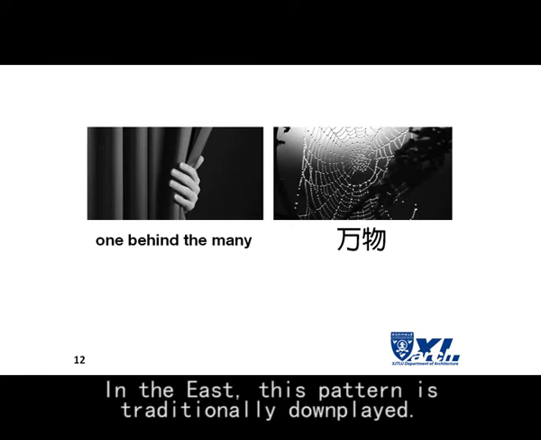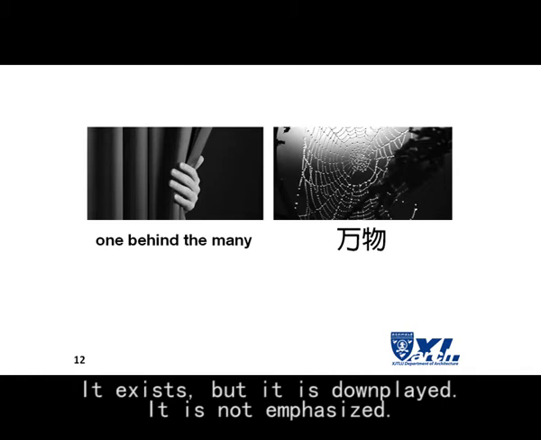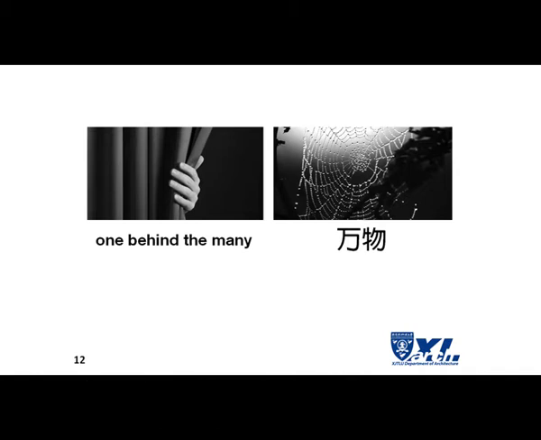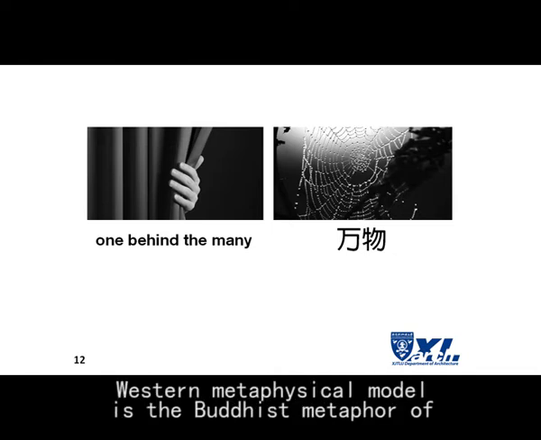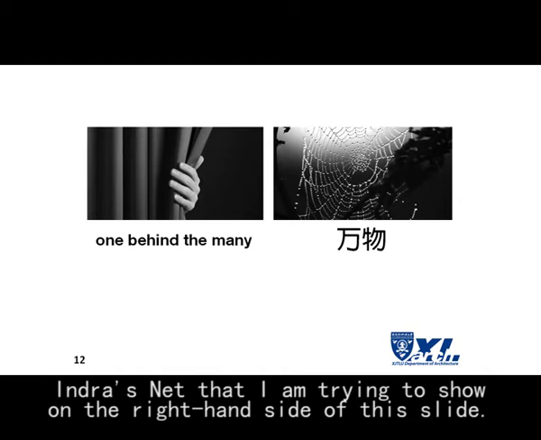So in the East, this pattern is traditionally downplayed. It exists, but it is downplayed. It is not emphasized. A good illustration of the Chinese equivalent of this Western metaphysical model is the Buddhist metaphor of Indra's net that I'm trying to show on the right-hand side of the slide.